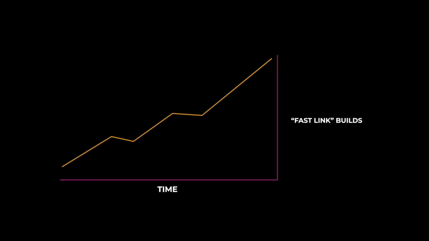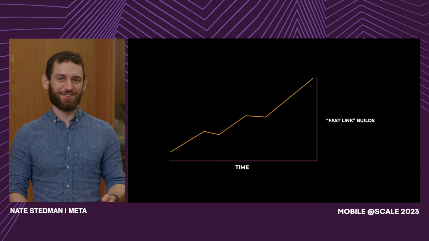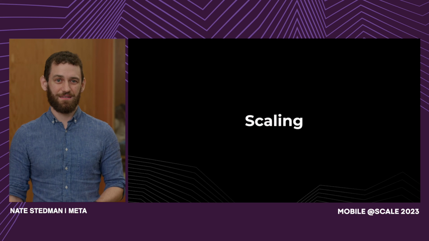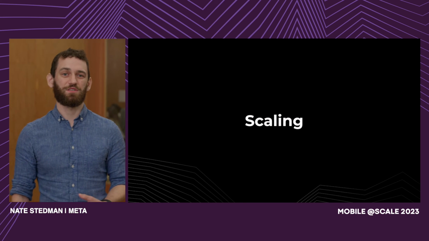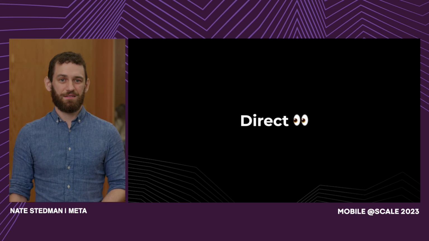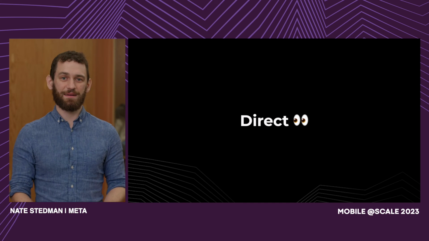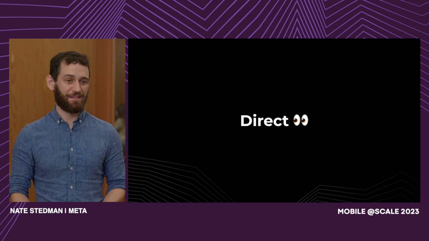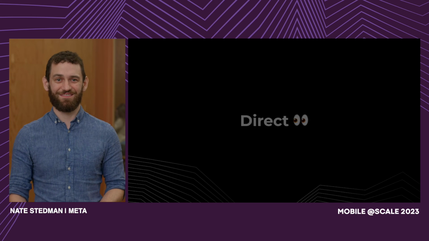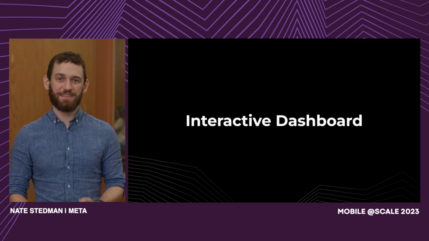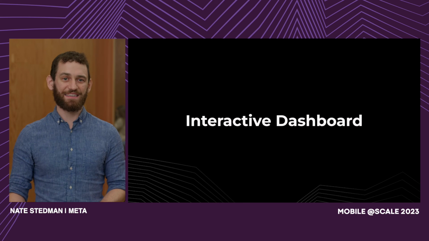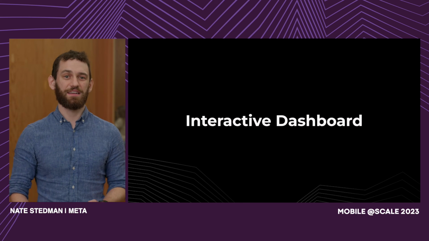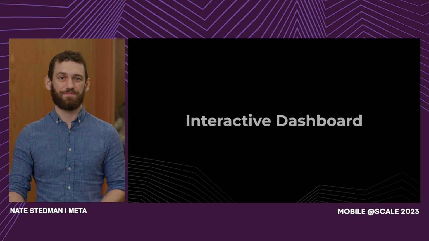What next? Well, we just needed more fast link builds, and so it turns out that infrastructure engineers can like a graph like this. Next, we need to scale this up to more teams. And now that we have the Direct example with actual numbers, we had something to point product teams at, 50% faster. So we set up dashboards that teams could use interactively to explore their build speeds and see improvements.